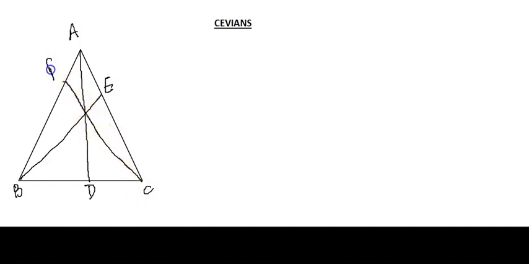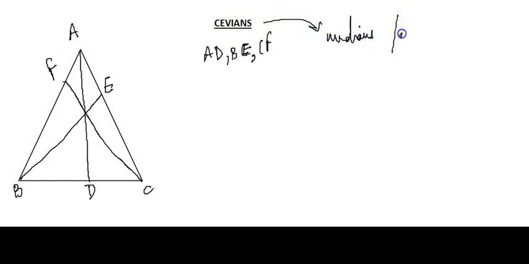AD, BE, and CF. It is not necessary that D, E, and F are midpoints, or that AD should be altitudes, or angle bisectors. It can be. So all these medians and angle bisectors are Cevians. They are specific cases of Cevians. Basically, a Cevian is a line that joins a triangle's vertex and the opposite side. Okay, so this is about Cevians.